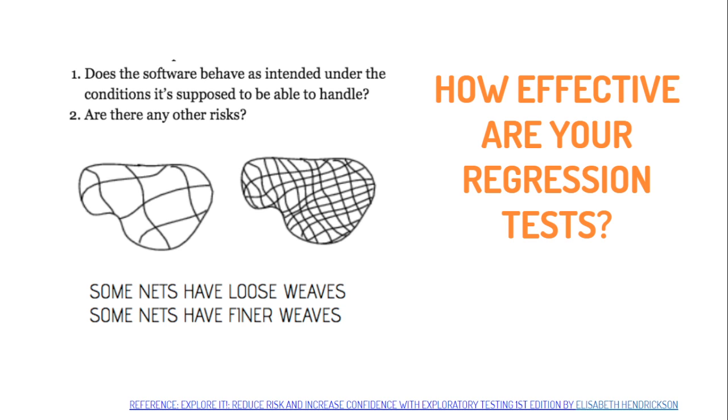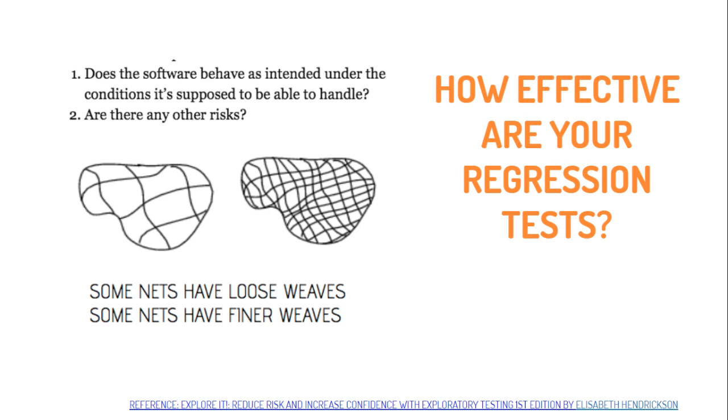Now that we have talked about test automation and how to measure the success of test automation, I want to talk about the significance of exploratory testing. I would like to ask the question, how effective are your regression tests? Let it be the so-called manual regression tests or your automated regression tests. How effective are they?